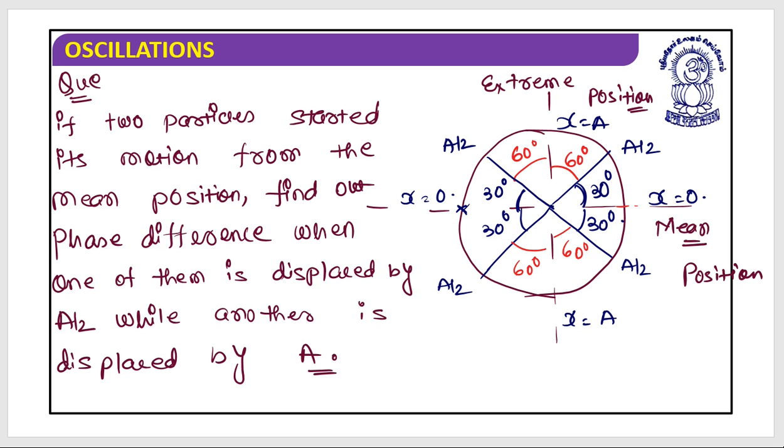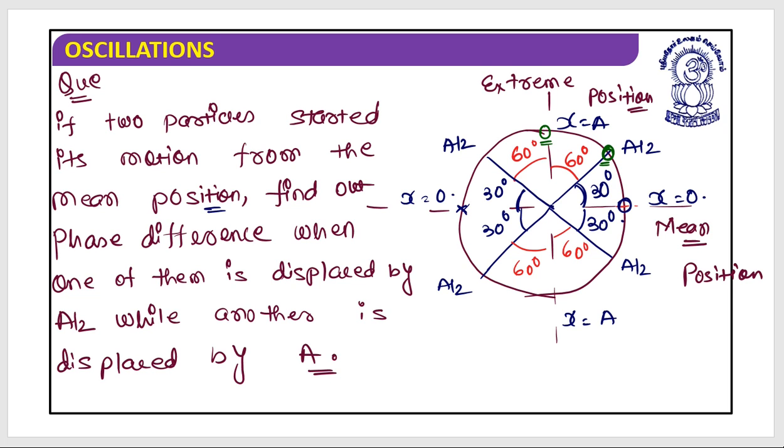So you want to find out a phase difference between these two when one of them is displaced by A by 2 while the other particle is displaced by A. According to the data they have given, both have started from the mean position. Let's suppose they have started from here, and one of them has been displaced by A by 2, one particle is here, while another has been displaced by A, this is here.